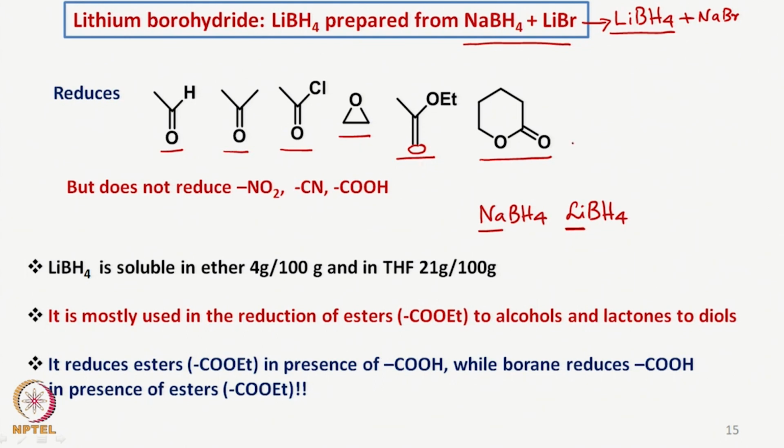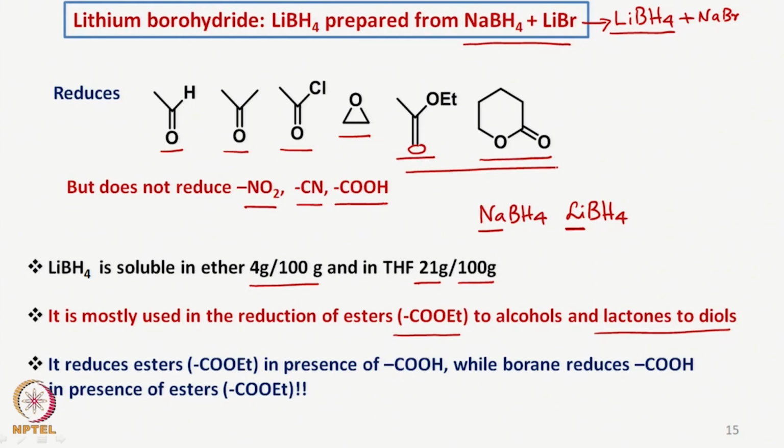But it is not sufficiently strong, since the borohydride part is a relatively mild reducing part, and therefore nitro, cyano or carboxylic acids are not reduced. Lithium borohydride is found to be soluble, about 4 grams in 100 grams of ether or 21 grams in 100 grams of tetrahydrofuran. It is mostly used in the reduction of esters and lactones to diols, as we have already shown, which can be easily done.